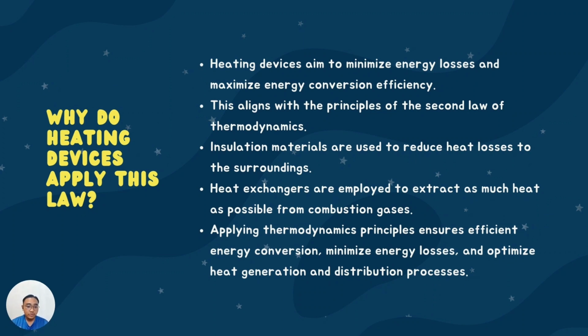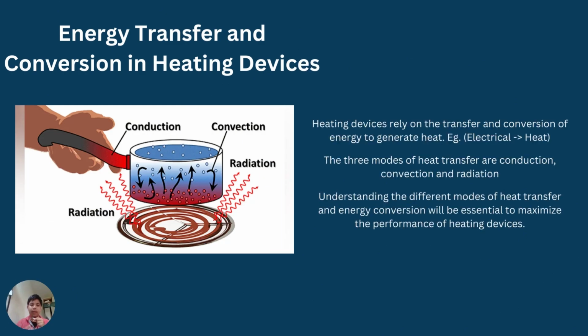Insulation materials are used to reduce heat losses to the surroundings. Heat exchangers are employed to extract as much heat as possible from combustion gases. By applying thermodynamic principles, this ensures efficient energy conversion, minimizes energy losses, and optimizes the heat generation and distribution process. And now we know why heating devices follow the three laws of thermodynamics.